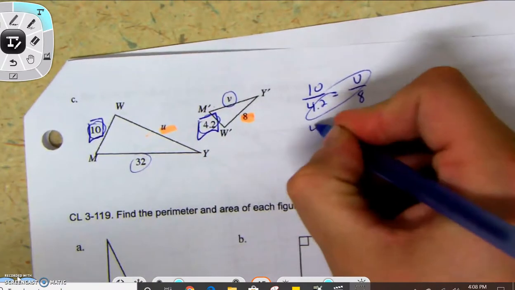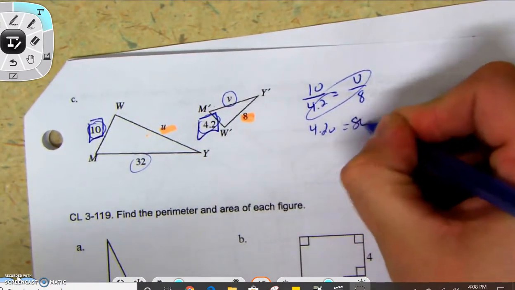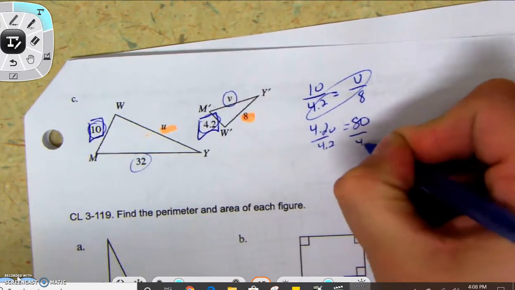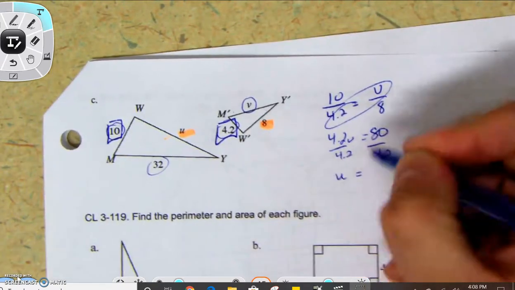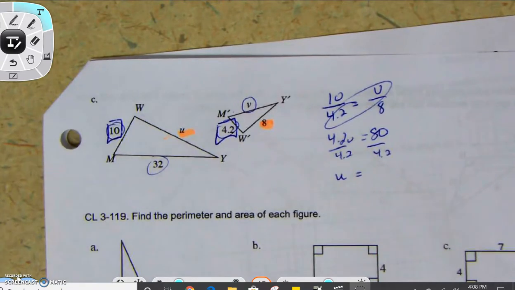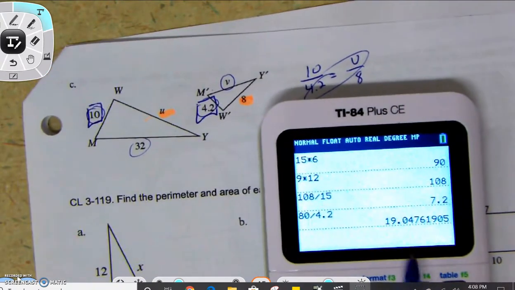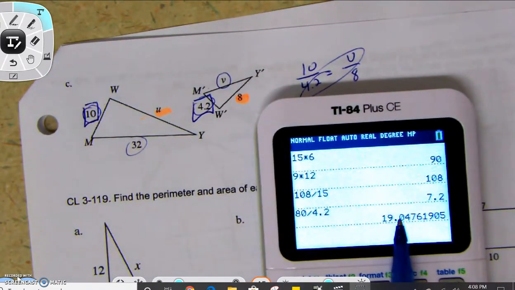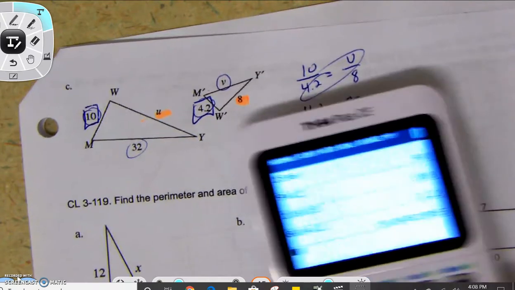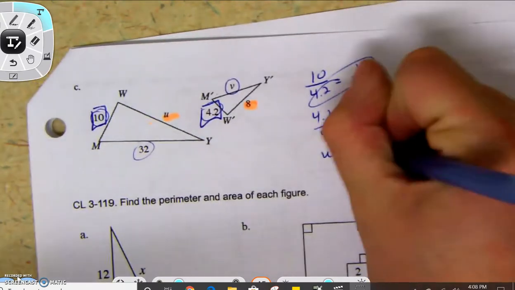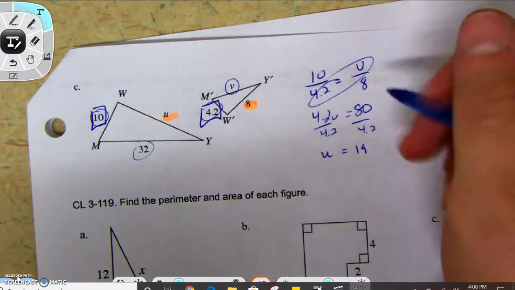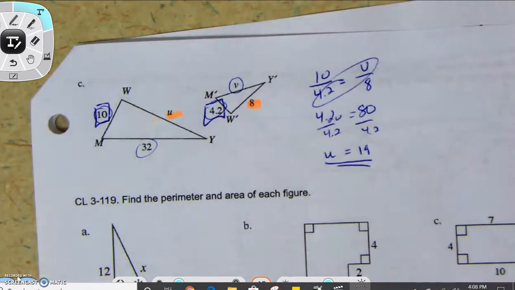So if we cross multiply, 4.2U, and then I have 80 divided by 4.2 on both sides, U is equal to 80 divided by 4.2. Gives me a decimal. I'm going to go ahead and round to the tenth, so I'm going to look at one spot past the decimal so that 4 doesn't bump it up. So we end up with 19. We don't have any units, so I can just leave it as that.